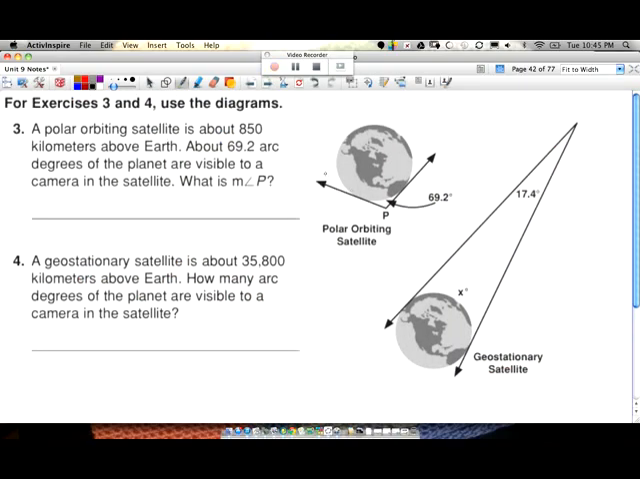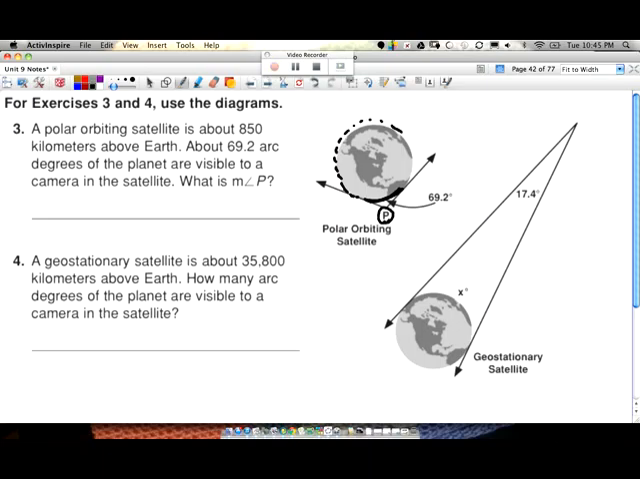All right, now we got some Earth. Why do we use Earth so much, Ms. Weller? Because the Earth is round like a circle. That's pretty much the idea. A polar orbiting satellite is about 850 kilometers above the Earth. About 69.2 arc degrees of the planet are visible to the camera in the satellite. What is the measure of angle P? Oh, okay, so this right here, this arc is 69.2, and it's asking us about angle P.